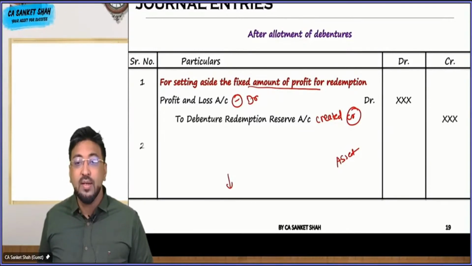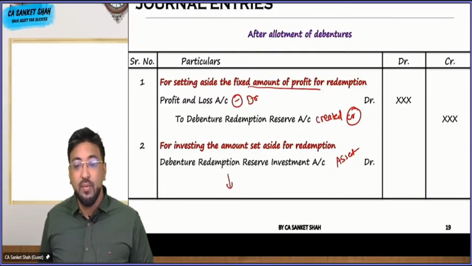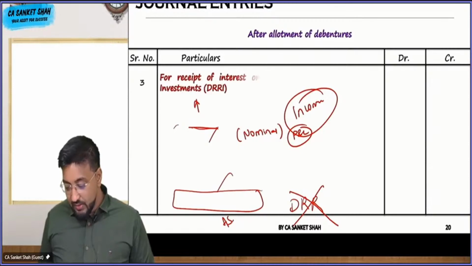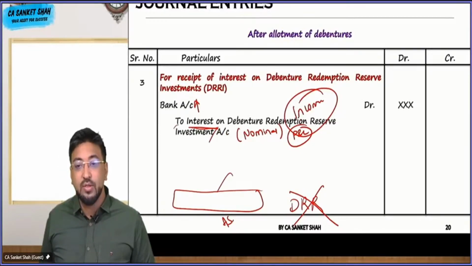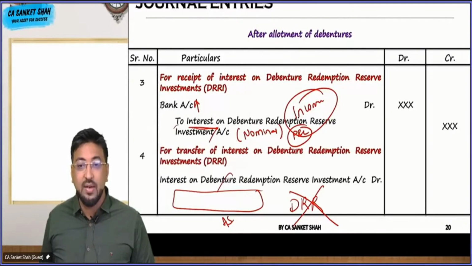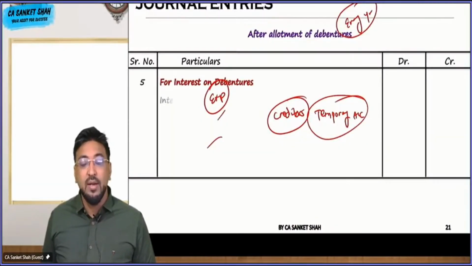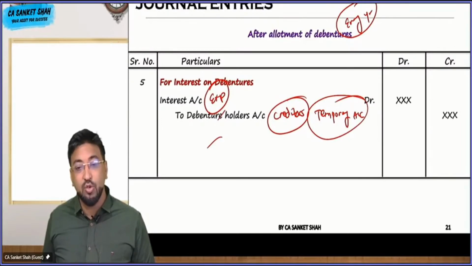Now what is the second entry that you are creating, beta? Investment amount set aside. So beta, investment account debit to bank account. What is the third entry for DRR investment? Yes beta, bank account debit to interest on DRR investment. And what is the last entry? Interest on DRR investment account debit to P&L. So these are some basic differences. And interest on debenture: interest account debit to debenture holders, because interest is expenditure and debenture holders are creditors. So debenture holders account debit to bank.